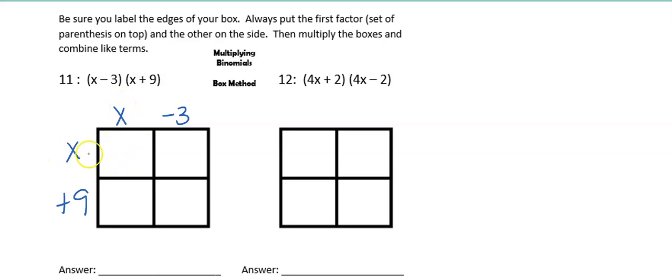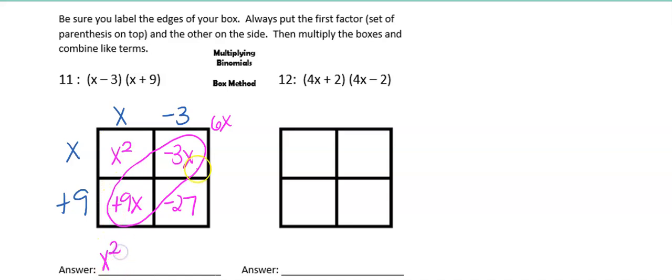So this one would be x times x is x squared. This one would be negative 3 times x is negative 3x. This square right here would be x times 9. So it's almost like we're just finding the area. Negative 3 times 9 is negative 27. You combine those like terms, which is adding or subtracting, combining, not multiplying. 9 minus 3 is 6x. And that is your answer: x squared plus 6x minus 27.